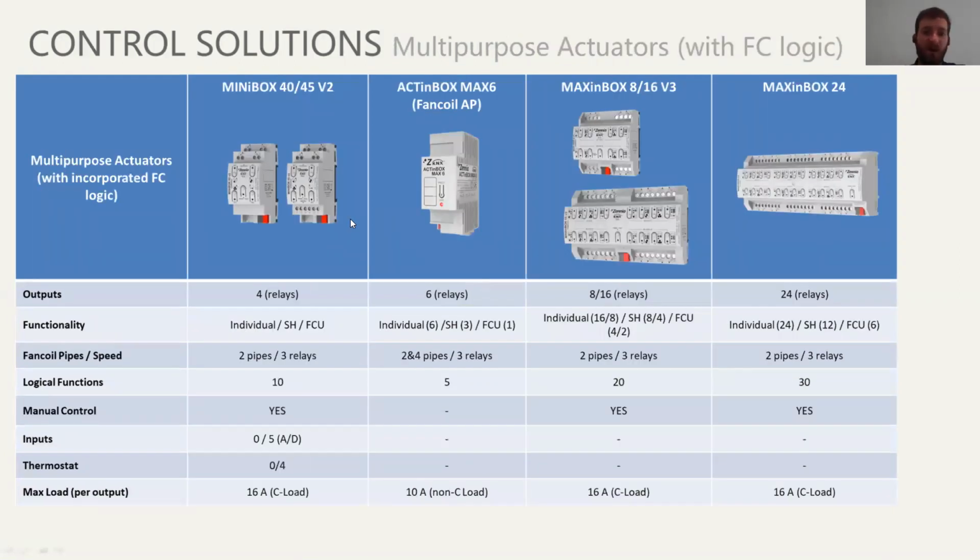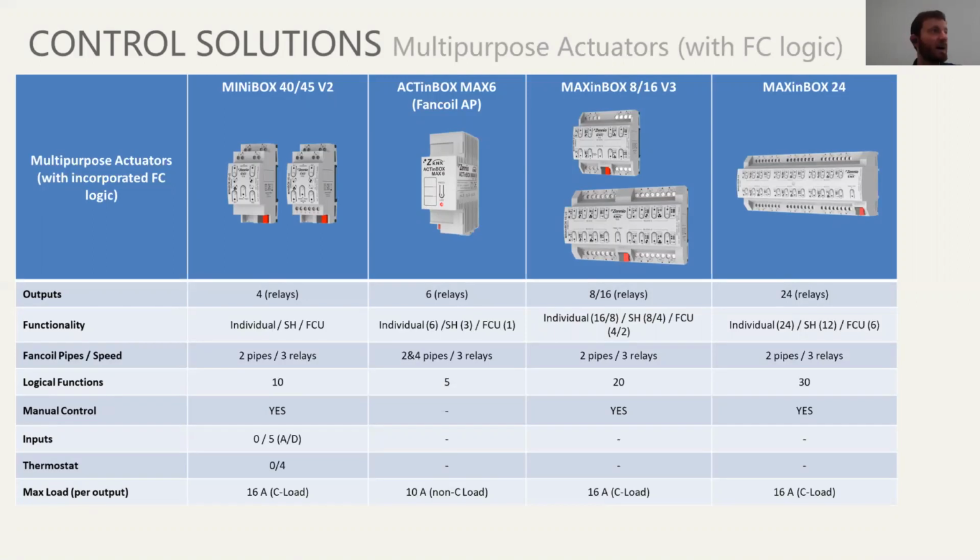Then we have some other multi-purpose actuators with fan coil logic. We've got the Mini Box 40 and 45. These have built-in fan coil logic because it's only 4 outputs. You can control only a 2-pipe fan coil with 3 relays for the fan speed.